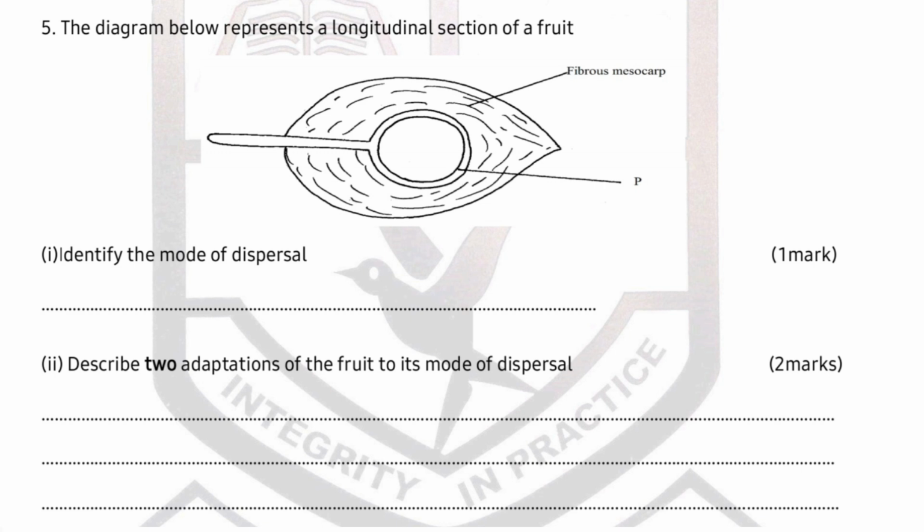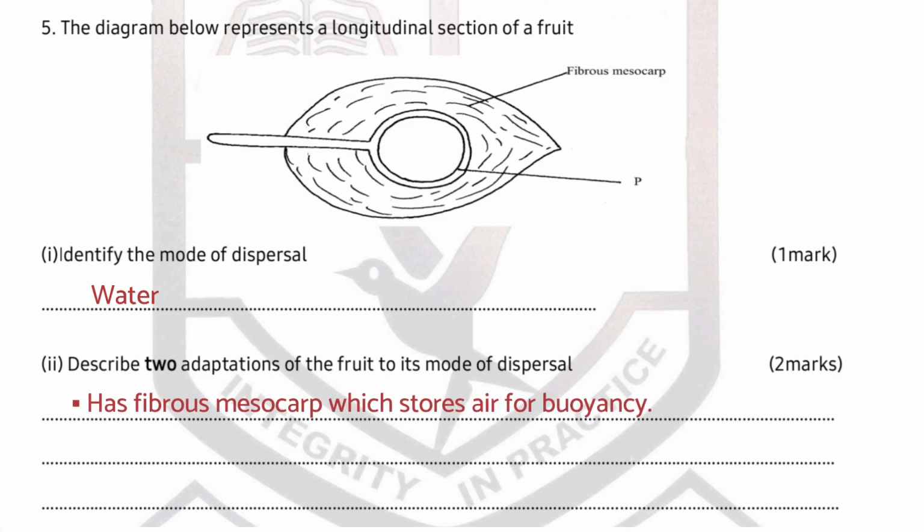So, Roman number 1, identify the mode of dispersal. That, of course, is water. Roman number 2, describe 2 adaptations of the fruit to its mode of dispersal. Number 1, it has a fibrous mesocarp for storage of air to enable it to float, okay, for buoyancy.